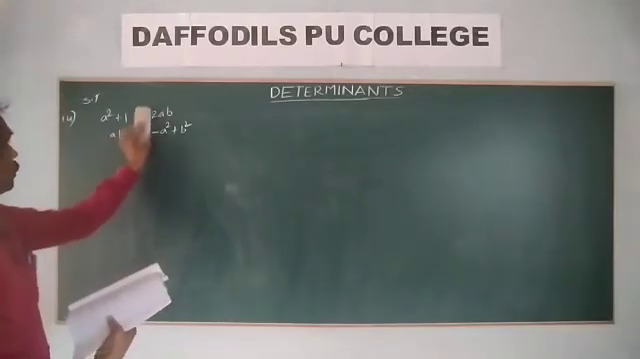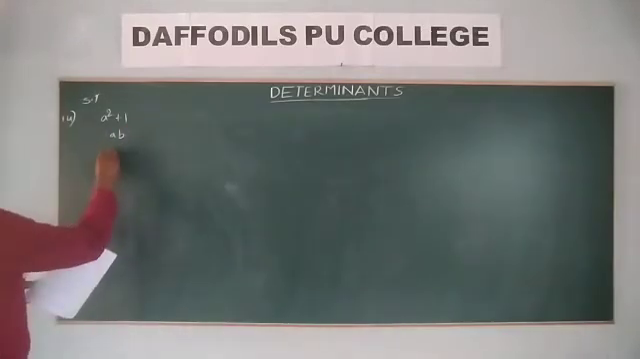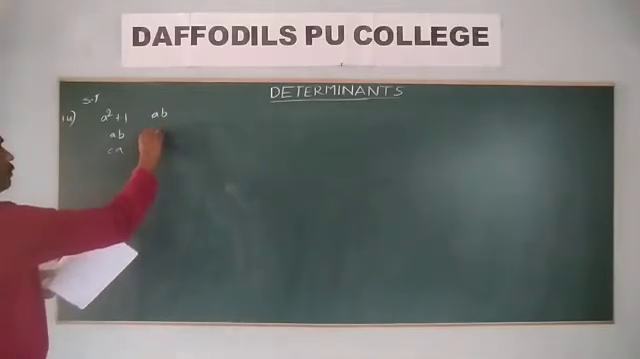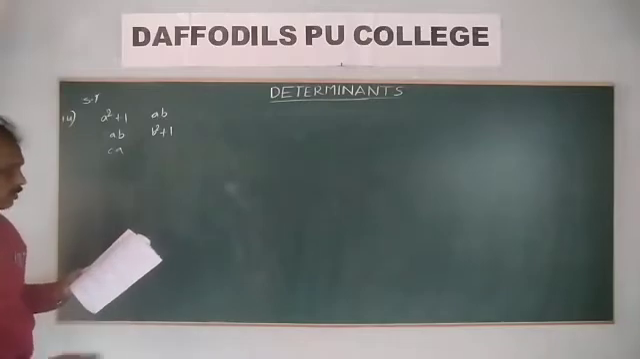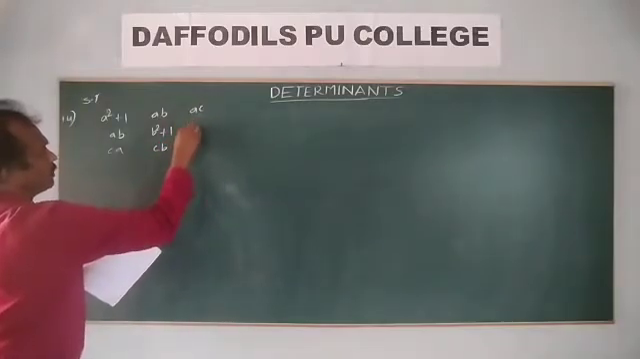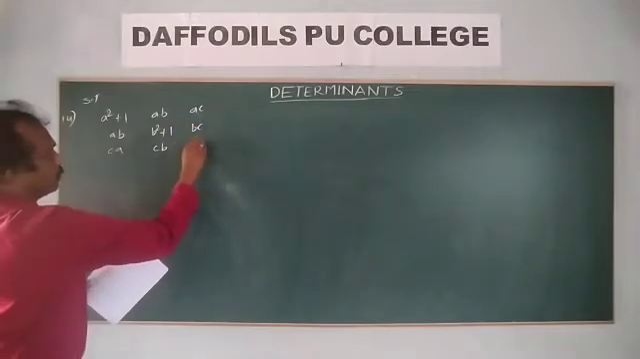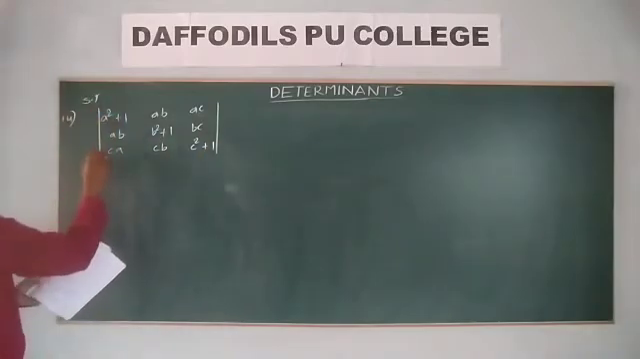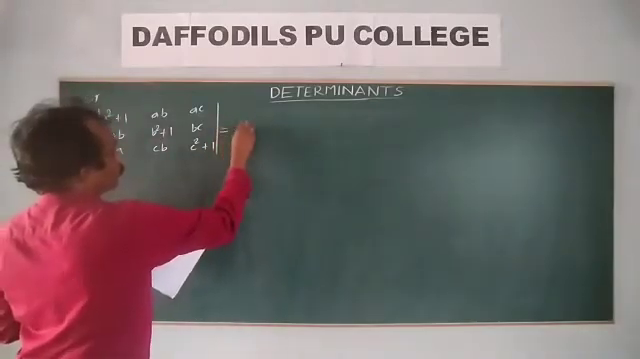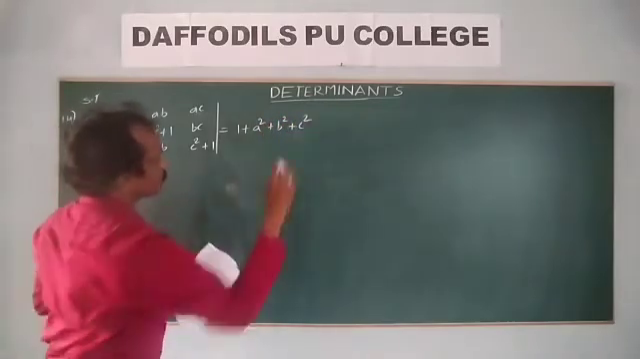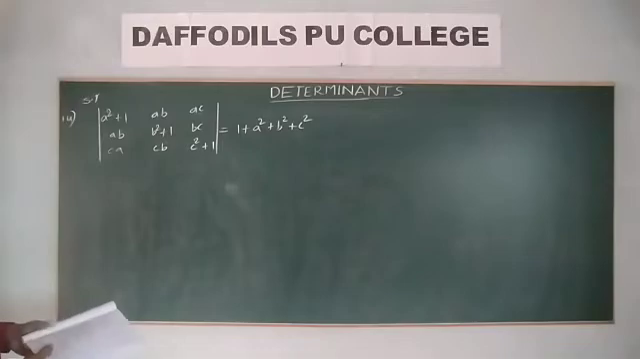The matrix with entries ab, ca, ab, b square plus 1, cb, ac, bc, c square plus 1, c square plus 1 has determinant equal to 1 plus a square plus b square plus c square. So 14 is the last one, do this as homework.